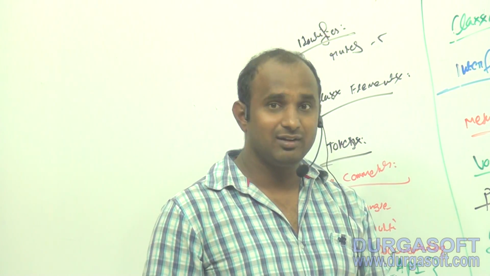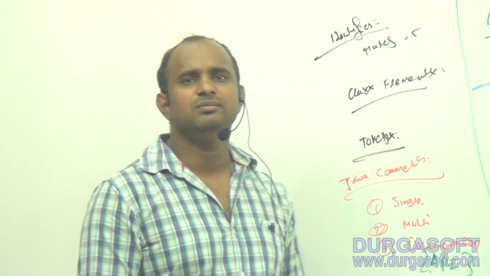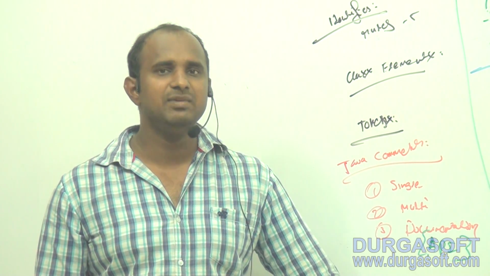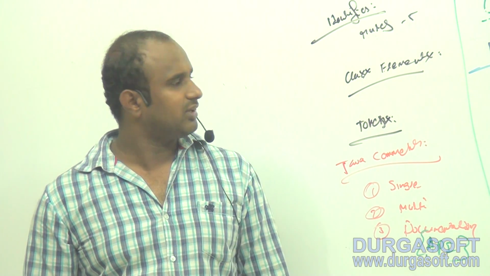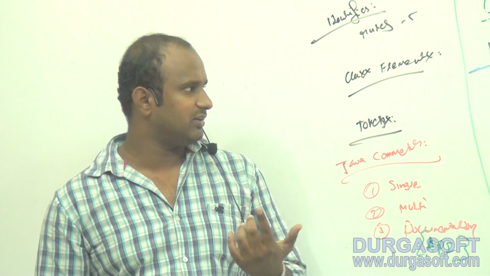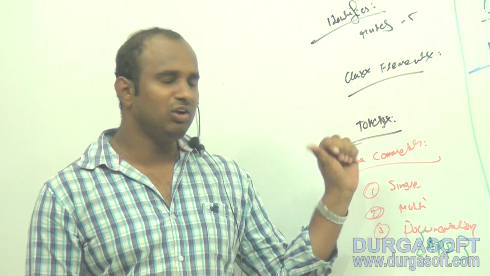If I'm speaking continuously, it will be boring. Concentrate. So, identifier. What is an identifier here? Every name in Java is called an identifier. And how many rules did I declare here? Five rules. Check the rules. Class elements: how many class elements does it contain? Five elements. And tokens: the smallest individual part of the application is called a token.